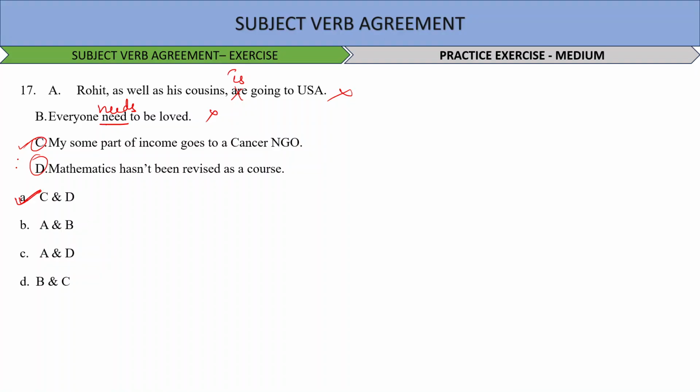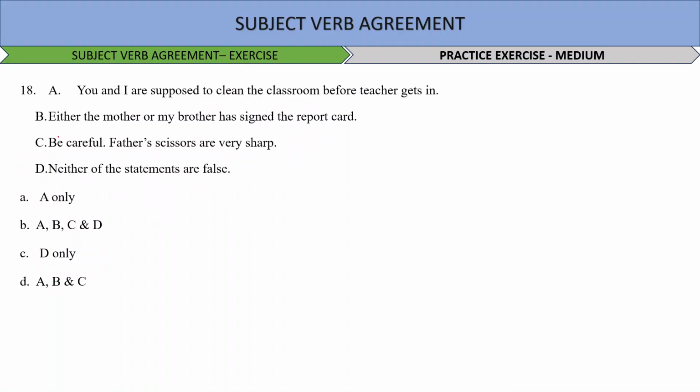You and I are supposed to clean the classroom before the teacher gets in. Either the mother or my brother has signed the report card. Correct. Be careful. Father's scissors are very sharp in pairs. Scissors come in a pair, so are sharp is correct. Neither of the statements are false. Here is the glitch. Neither of the statements is false. This makes this statement incorrect, and hence ABC is correct. So we can see the answer is D. ABC is correct.